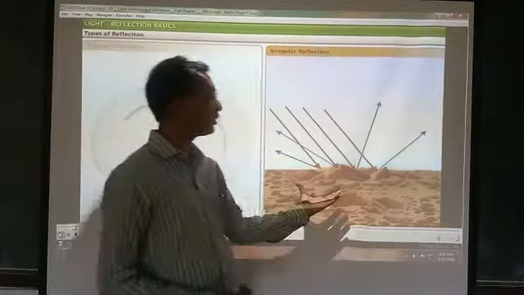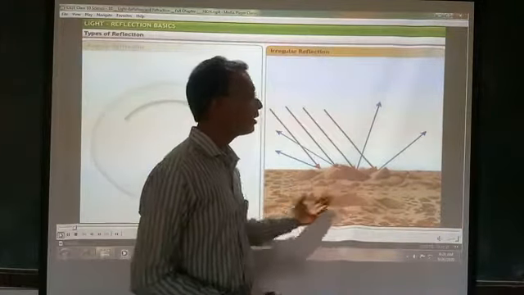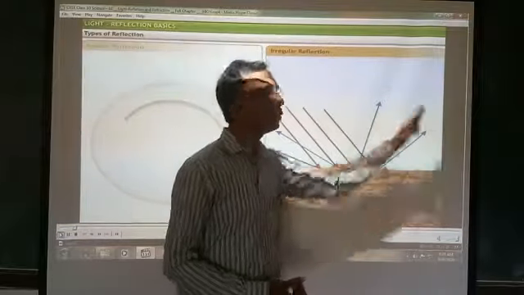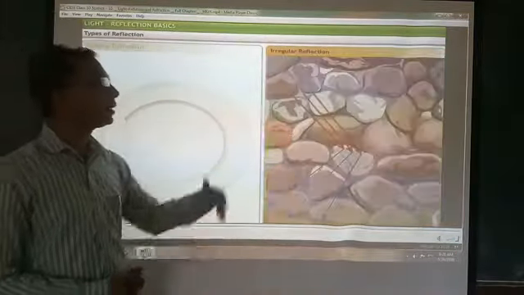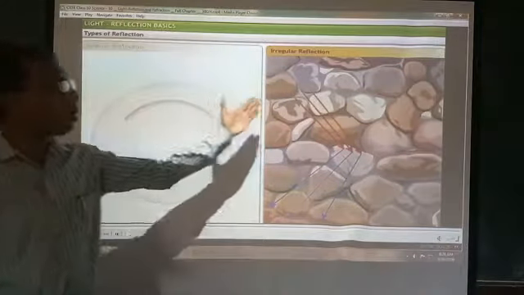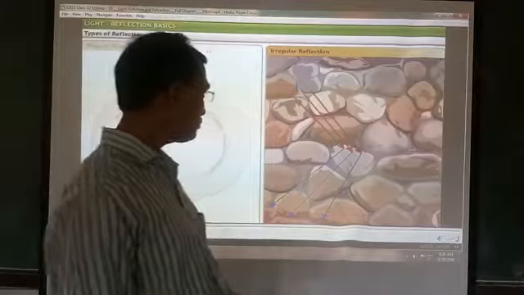Now in irregular reflection, the incident rays are reflected and go in different directions. Such a type of reflection is known as irregular reflection. These are all examples related to irregular reflection.